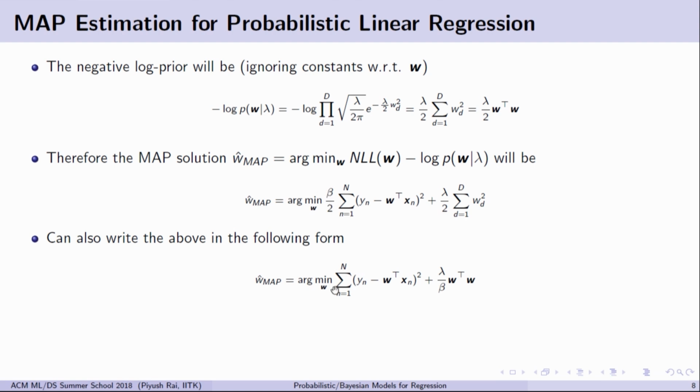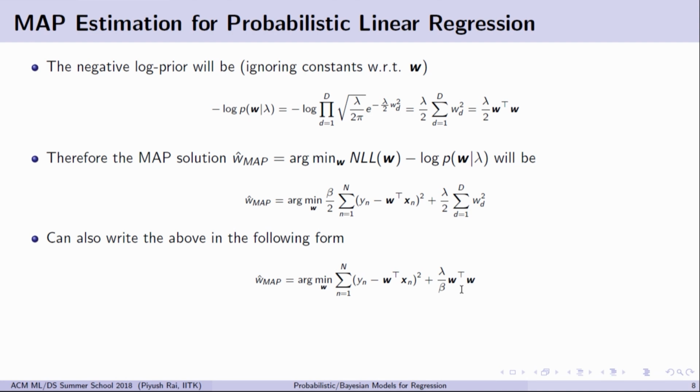So this beta by 2 will go away, and then you'll have a lambda by beta here. So I'm just scaling these two terms. Because these are constant, I can safely do this. So what is the final objective for the MAP estimation problem? It's argmin of basically the sum of squared errors, plus lambda by beta times W transpose W. Okay, so this is our MAP objective.